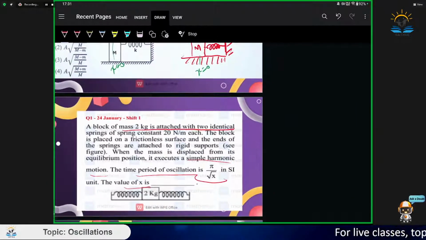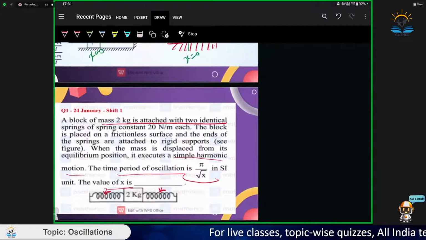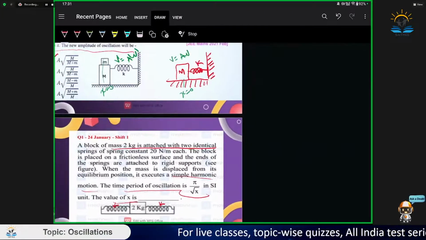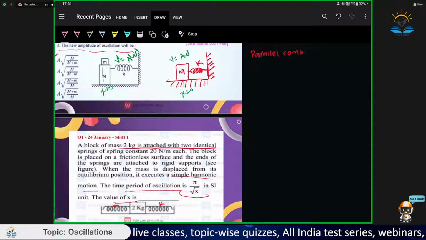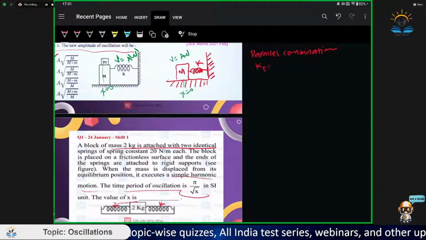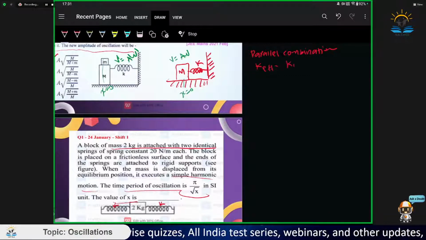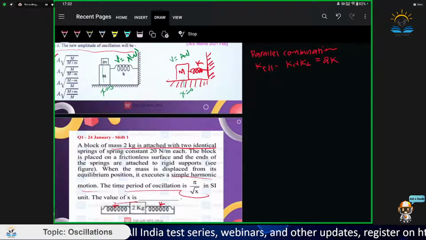Here there are two springs. Suppose each spring constant is k. Which kind of combination is this? This is a parallel combination. For parallel combination, K effective will be K1 plus K2. So here K effective will be 2K, because they are two identical springs with the same spring constant.